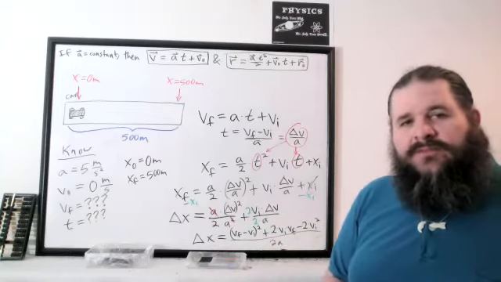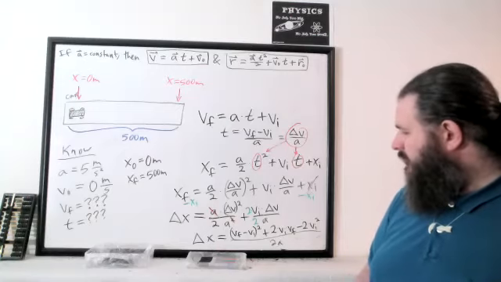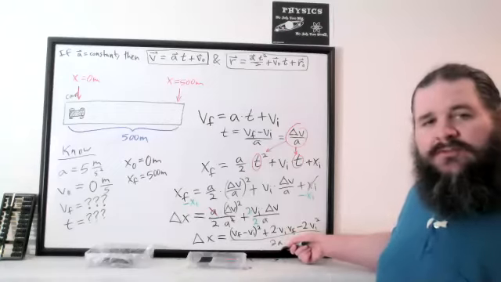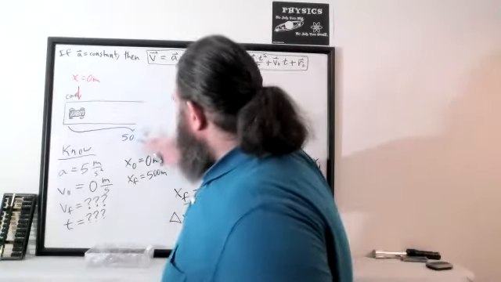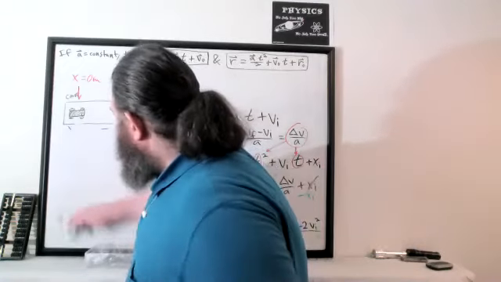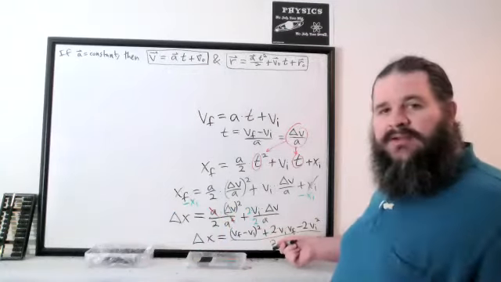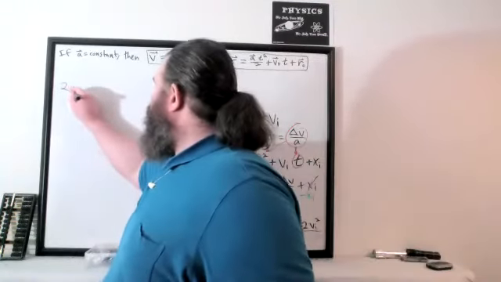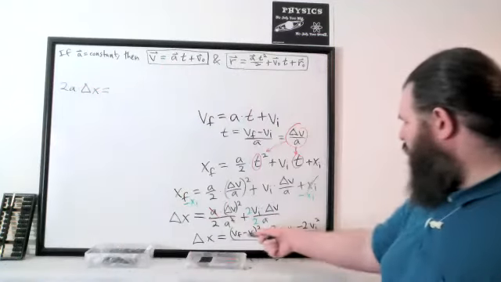And at this point, this is pretty messy. But we can simplify this quite a bit, I think. To start with, let's try multiplying both sides by 2a to clear the fraction. So multiplying both sides by 2a, we get 2a times delta x. On the other side, we're left with all this.